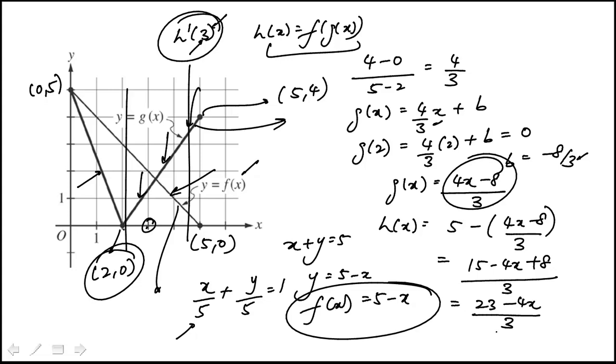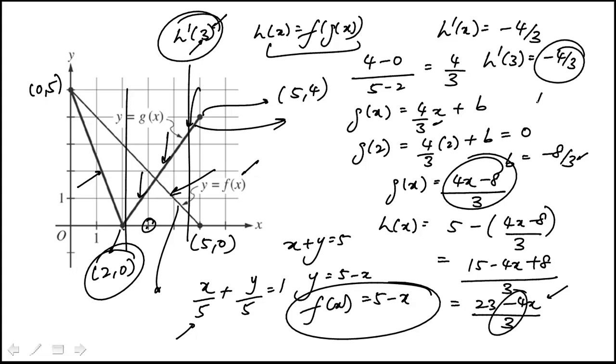They're asking for the derivative at x equal to 3. So h prime x, as a linear function, is just -4/3, the coefficient of x. So it's actually a constant, so h prime of 3 is -4/3, and that is answer choice B.